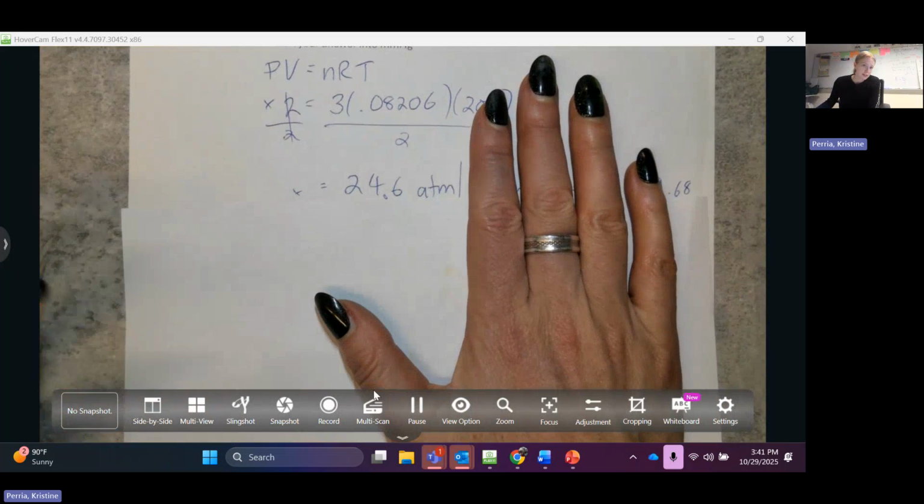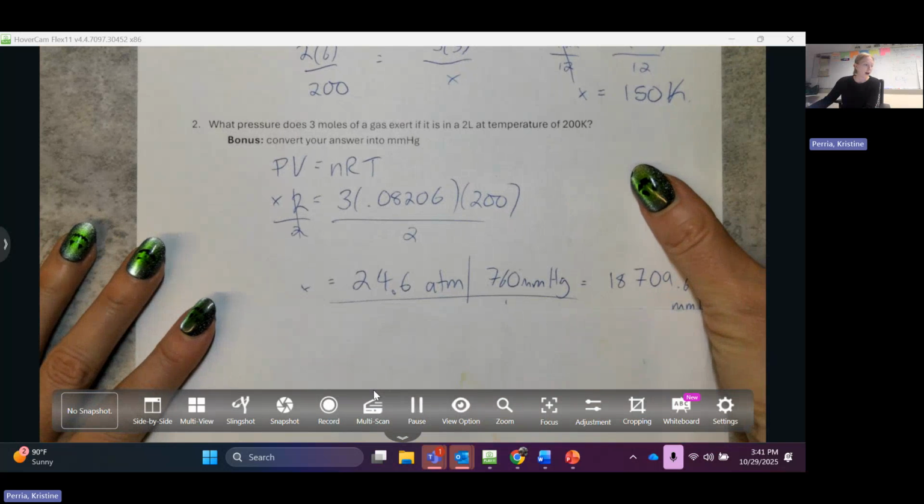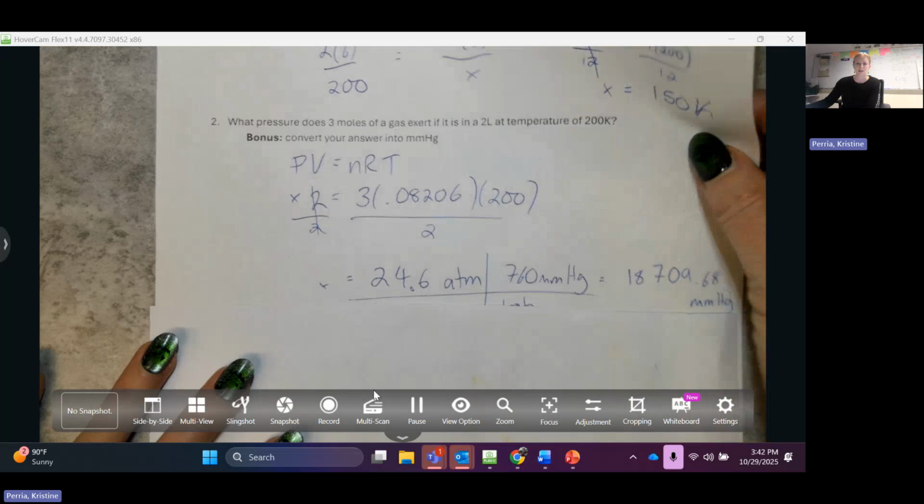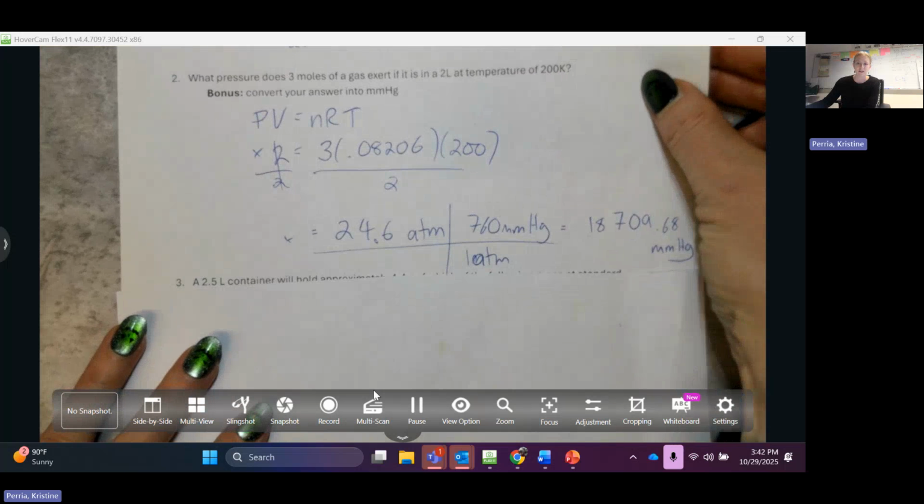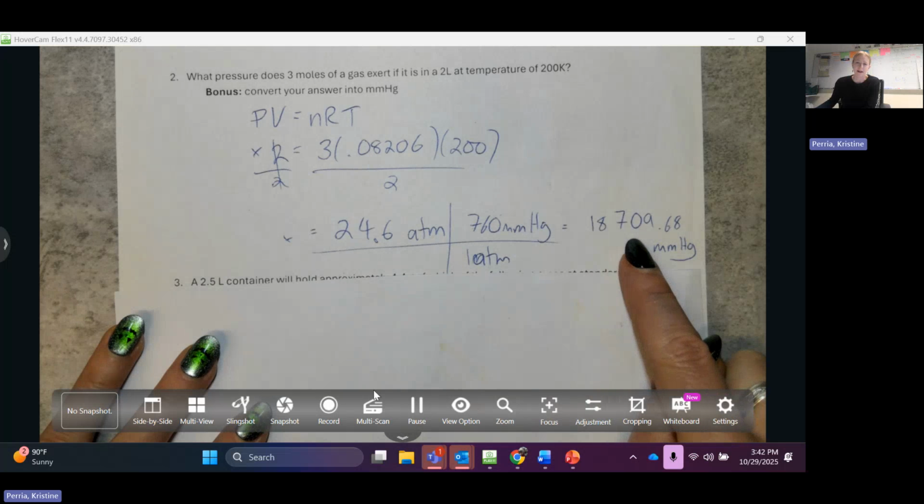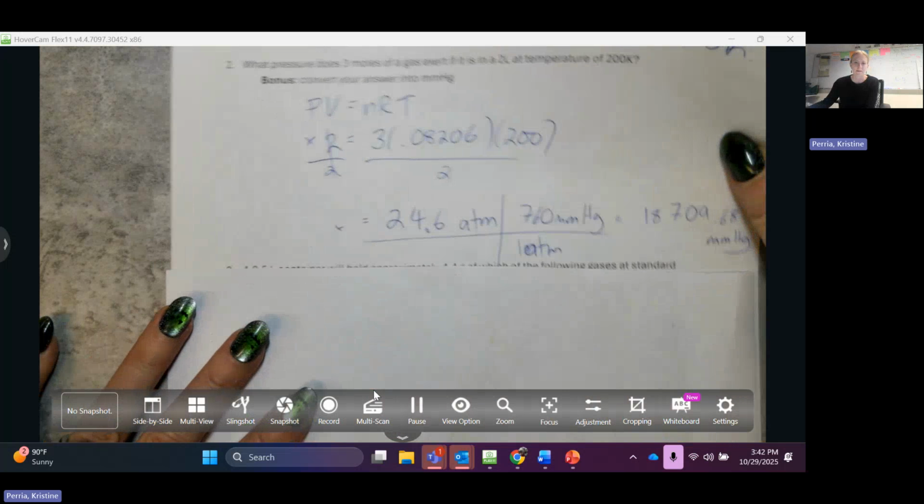Okay, now that's the answer. But if you wanted the bonus to convert into millimeters of mercury, on your red paper, it says that there is 760 millimeters of mercury for every 1 atmosphere. So then you would just multiply by 760, and it's kind of a lot, right? Because this is a really high atmosphere of pressure as it is.